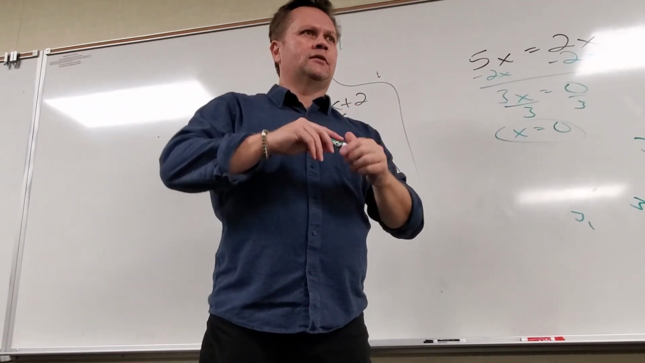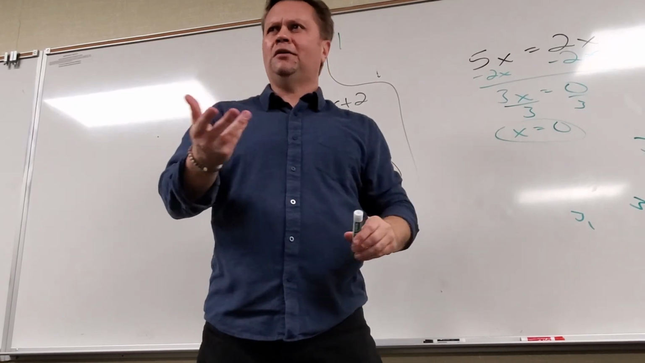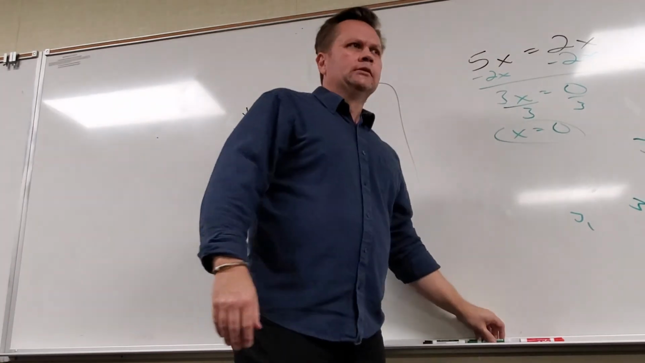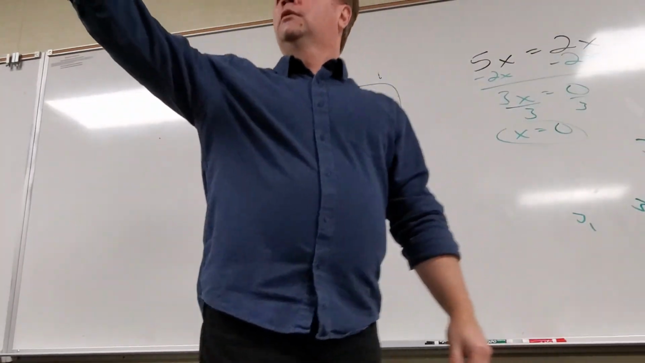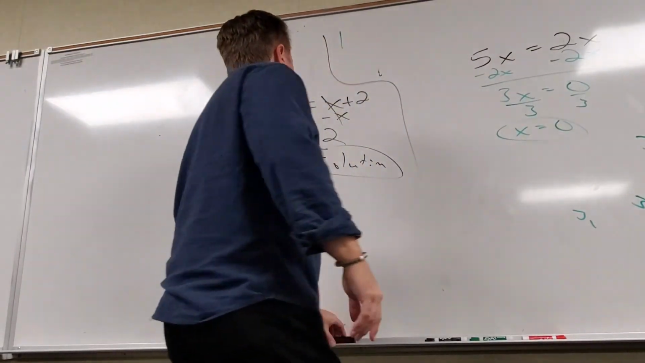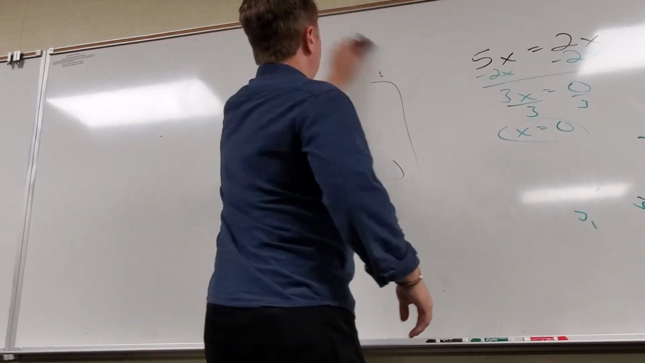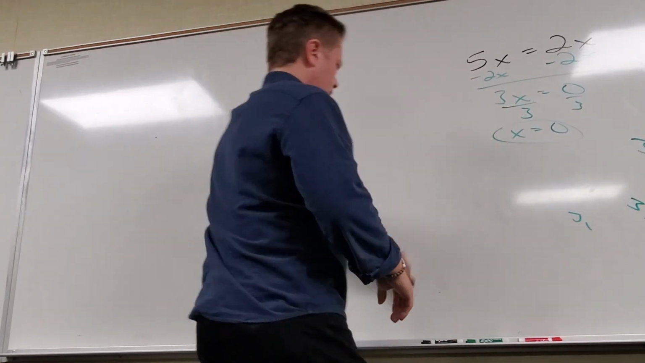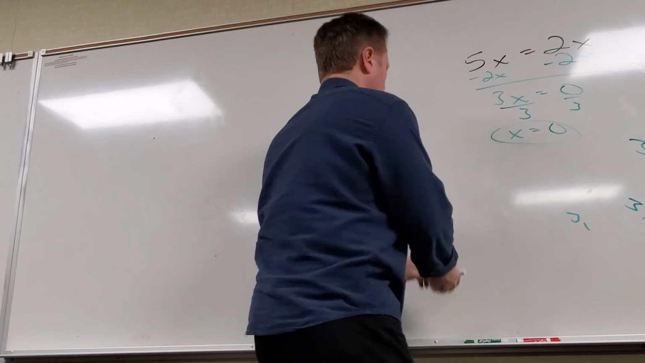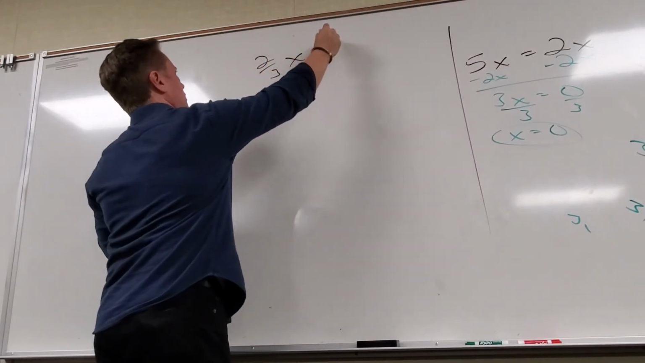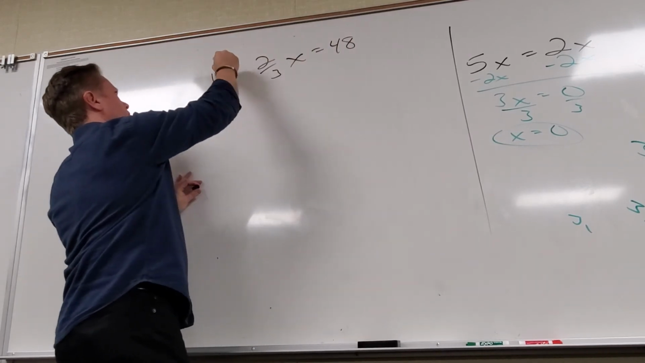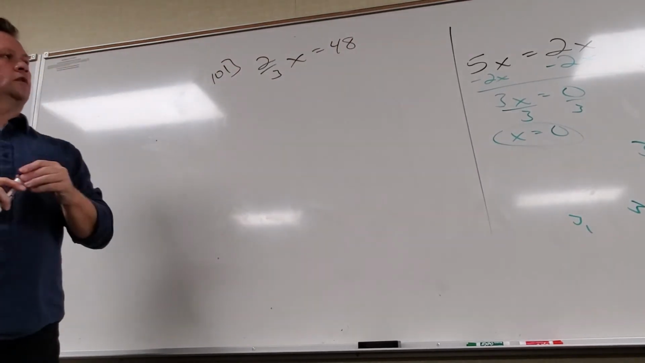Maybe? Not at all? Some of you? Okay. All right. What was the question back there? 101. So it was 2/3 x equals 48. Okay, that's a beautiful problem. This is 101 in chapter 2.